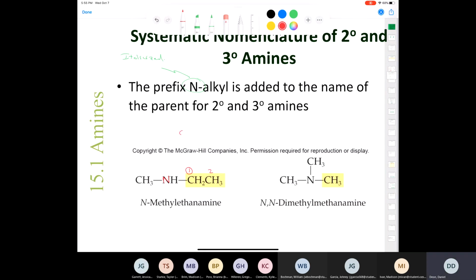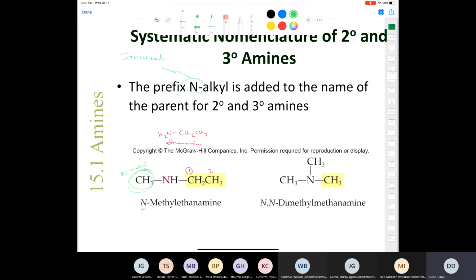Now, if this was CH3, CH2, CH3 with NH2 on it, right? That would simply be ethanamine. But now we've spiced things up, right? We've put a methyl group on here. And since that methyl group is attached to the nitrogen, we call it N, and that's where this italicized N comes from. We call it N-methyl, right? Because this is a methyl, so N-methylethanamine. We just give the rest of the name of the molecule.